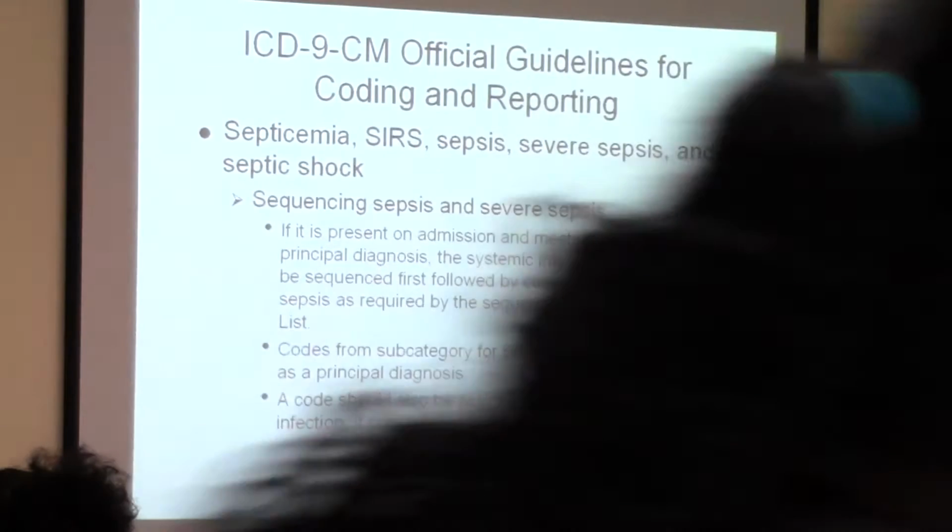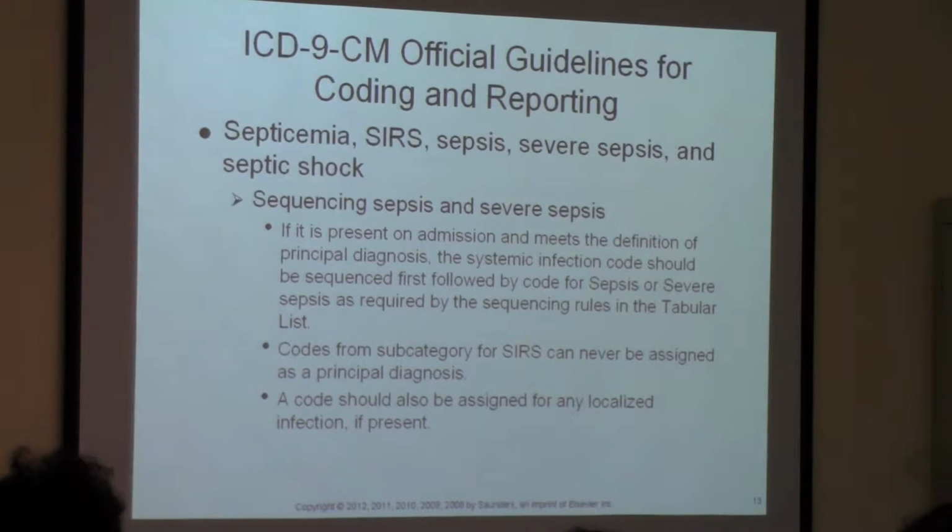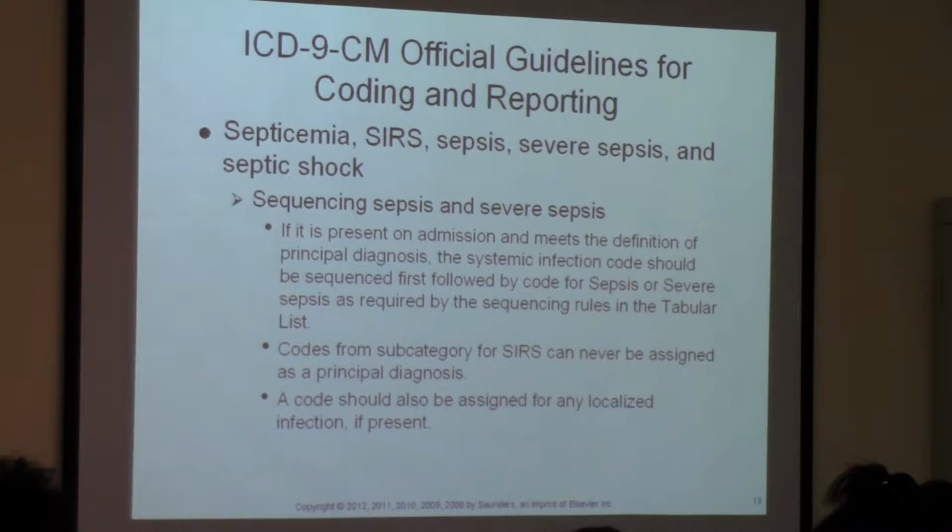So any localized infections that you have that are present should also be assigned. Let me give you some examples regarding septicemia. In the first example, the patient was admitted and treated for SIRS with sepsis due to Streptococcus group D. The patient has cellulitis on the right leg. So that's a localized infection.